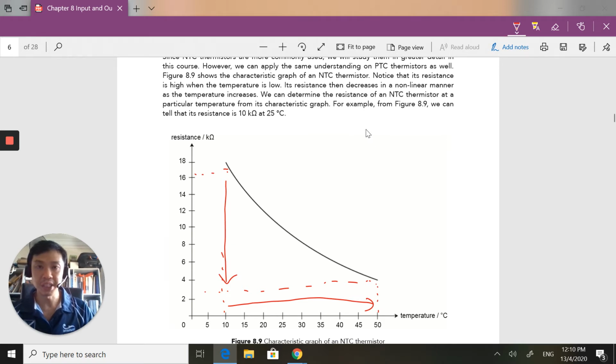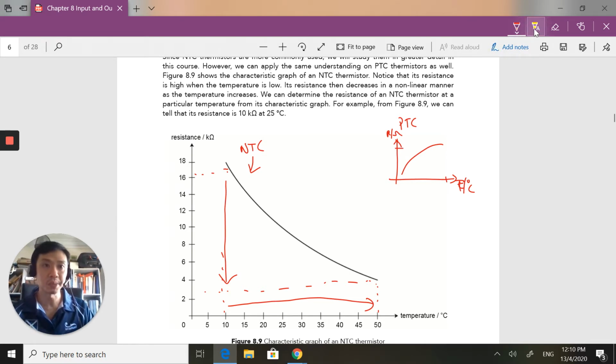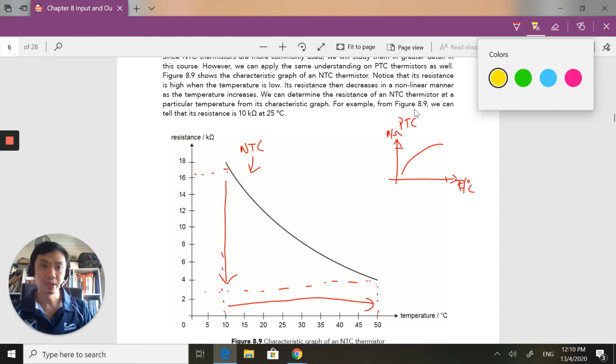Now, a PTC, a resistance temperature graph, would look something like this. It's just the opposite. So a PTC: low temperature, low resistance. This is your R, and this is your temperature, capital T. Low temperature, low resistance, high temperature, high resistance. So just know the difference between your PTC and your NTC.